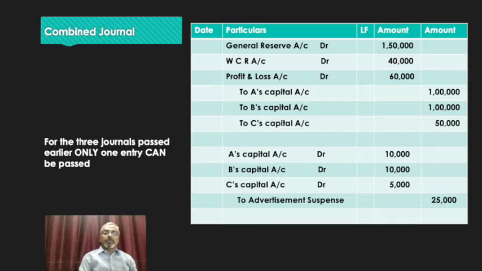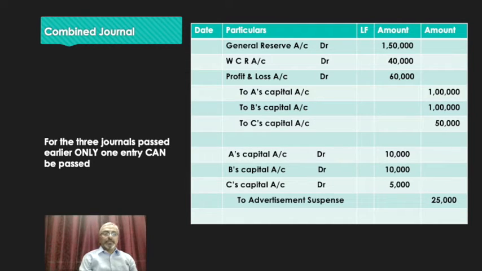Now, if the question has specifically said to pass journal, then we will combine the journal of general reserve, workmen's compensation and profit and loss into one journal entry, and a separate journal entry will be prepared for the advertisement suspense account. That would be prepared in the first case also, where I have passed three separate journal entries for general reserve, workmen's compensation reserve and profit and loss account. Now let us see, if the question has asked for journal, then what will you do? We will do a combined entry for the three entries which I had showed you in the previous slide, and we will do a separate journal entry for advertisement suspense account.